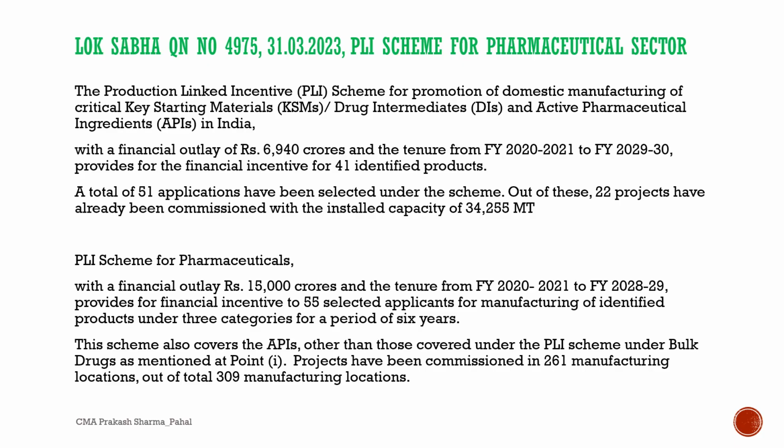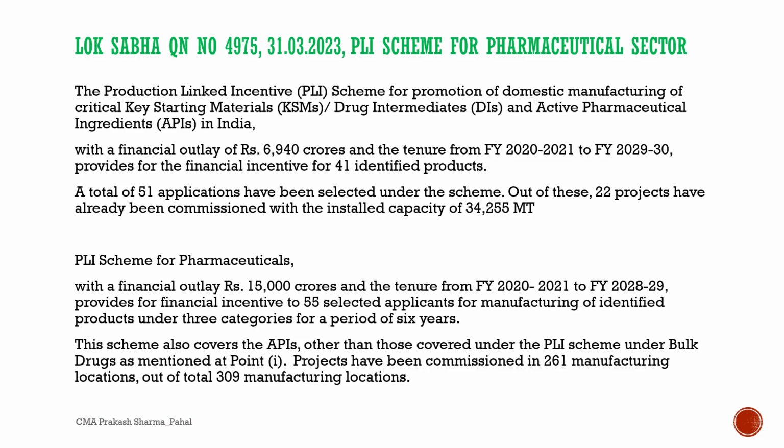While answering question number 4975 in Lok Sabha on 31st March 2023, on the PLI scheme for pharmaceutical sector: the PLI scheme for promotion of domestic manufacturing of critical key starting materials, drug intermediates, and APIs in India, with a financial outlay of rupees 6,940 crores and the tenure from FY 2021 to FY 2030, provides for financial incentive for 41 identified products. A total of 51 applications have been selected under the scheme. Out of these, 22 projects have already been commissioned with the installed capacity of 34,255 metric ton.